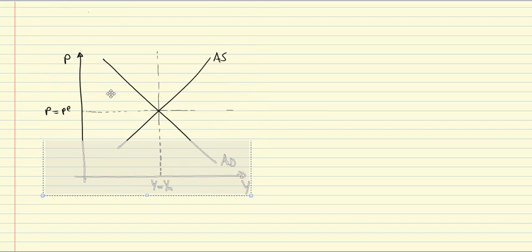Now I've prepared a little drawing of the ASAD model that I'll use a couple of times here. The first thing is that as drawn here, this is a medium run equilibrium. Y is equal to YN and P is equal to PE. The medium run equilibrium, of course, is as well a short run equilibrium.